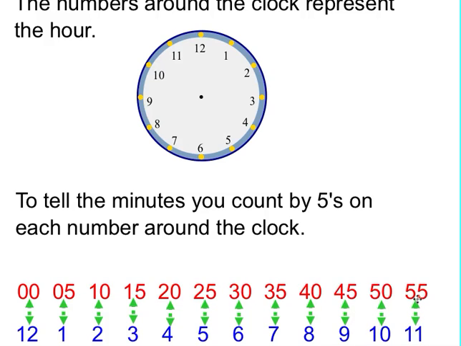And 11 is 55. So as you go around the clock, you count, this would be 0. Then you count 5, 10, 15, 20, 25, 30, 35, 40, 45, 50, 55, and then this is 60, but once you get to 60, you actually go back to 0.